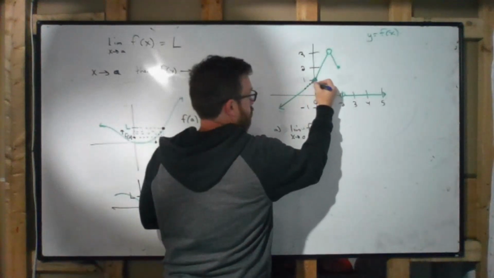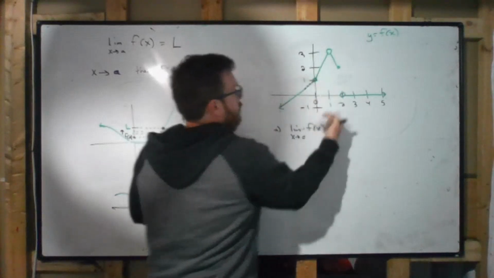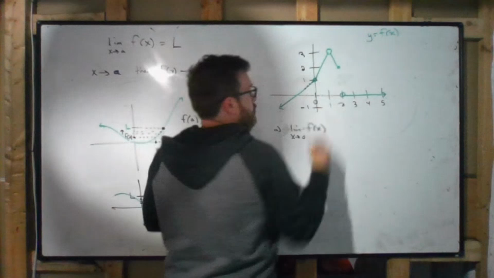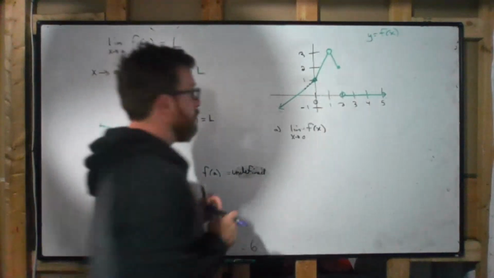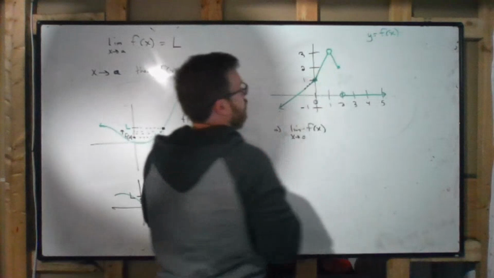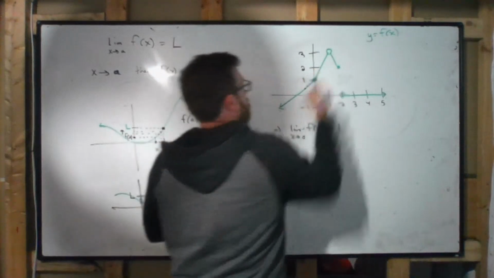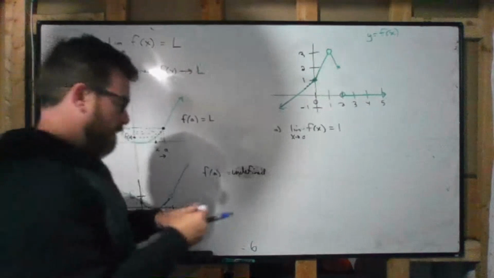So as they get close to 0, we can see that the y values get close to 1. And even if you come from the other direction, because it has to work both ways for the limit to exist, you can see that I'm still approaching that number right here. So the limit is equal to 1. It's that value right there. It's approaching 1.